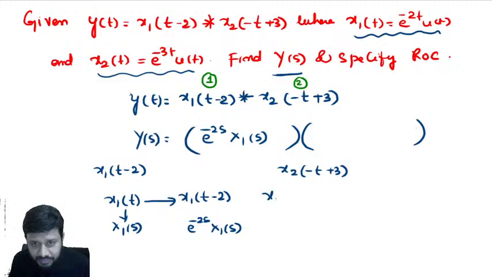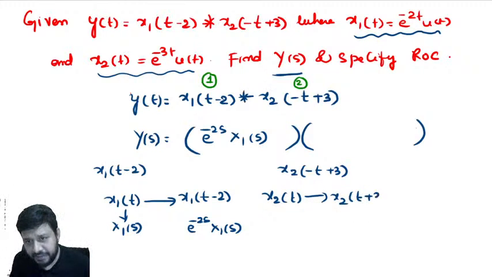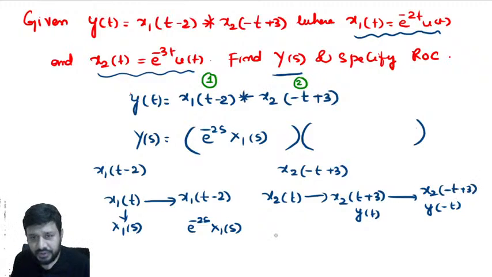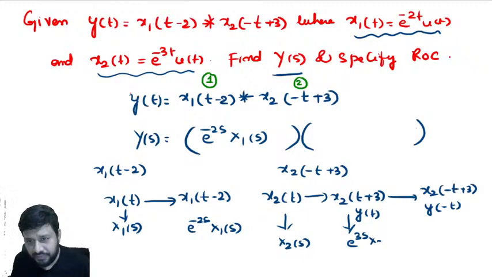So the path will become: start with x2 of t, go to x2 of t plus 3, first shift. Call this some y of t, then scale this y of t by minus 1, so that you will get x2 of minus t plus 3. What is the Laplace transform for x2 of t? It is X2 of s. For x2 of t plus 3, use your shifting property: e power 3s into X2 of s. Now y of t Laplace transform I know.